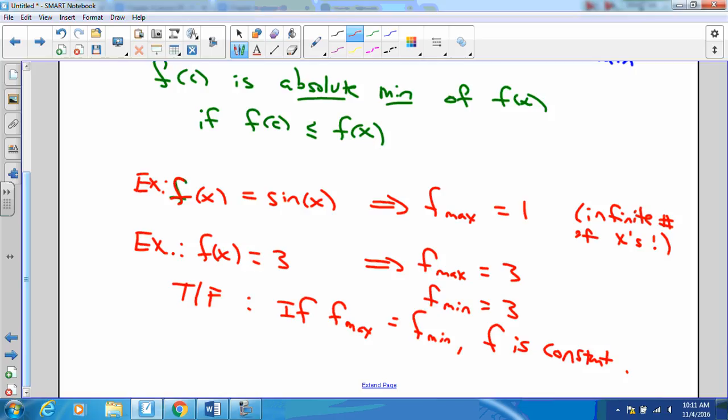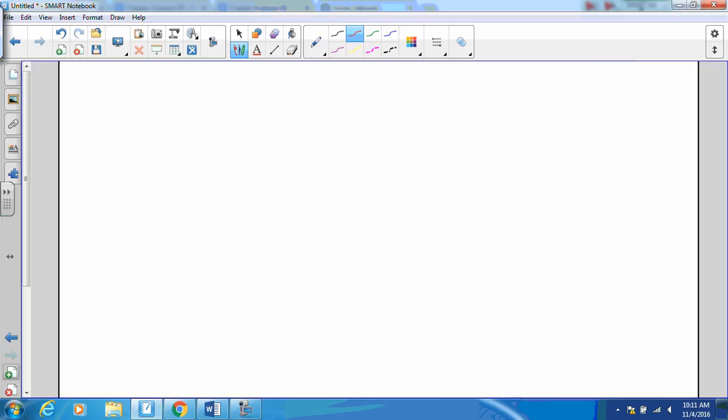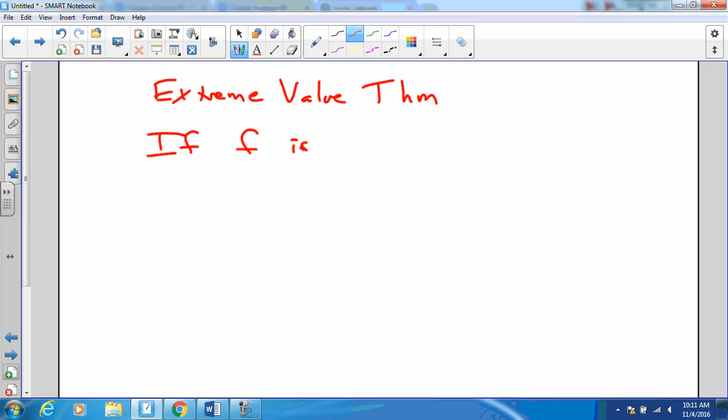Now, we also had a theorem that guarantees absolute maxes and mins. And our theorem was the extreme value theorem. Which again had nothing to do with or. And that is that if f is, what's our condition for the extreme value theorem? Continuous. On a closed and bounded interval.